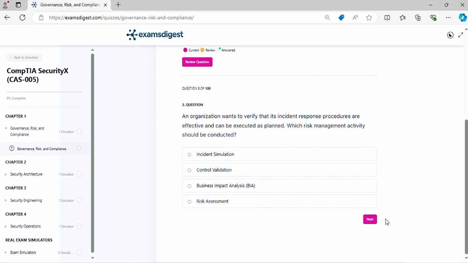Question 3. An organization wants to verify that its incident response procedures are effective and can be executed as planned. Which risk management activity should be conducted?